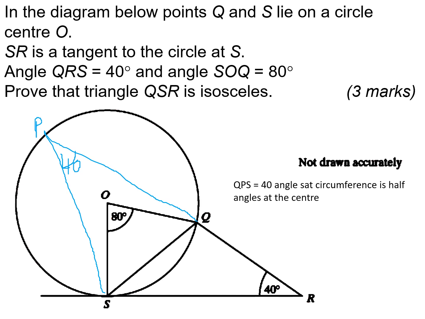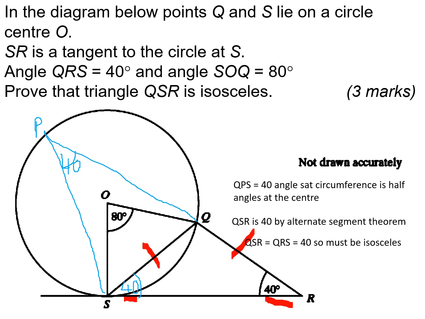I then know that I've got a triangle there and a chord. So this one is its alternate one. So this is also 40. So QSR is 40 by the alternate segment theorem. I now can see that 40 is the same as 40, so these must be isosceles. So QSR equals QRS, so it must be an isosceles triangle.